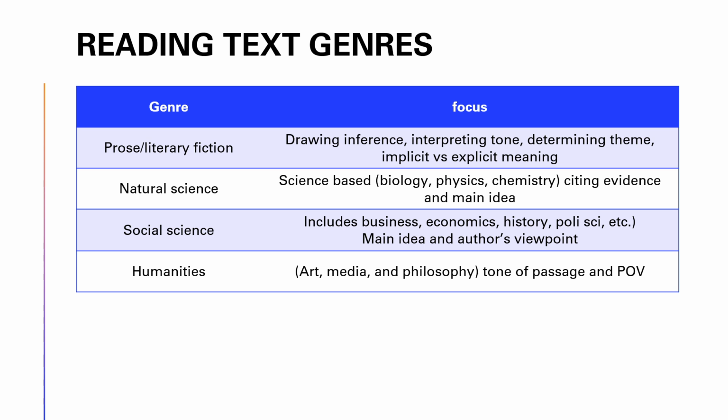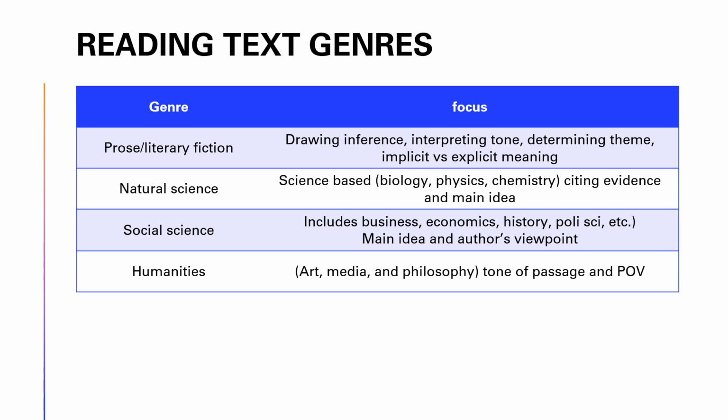The focus of the questions for this genre is going to be about drawing inferences. Can you interpret the tone of that text? Can you determine the theme in that text? And do you know the difference between implicit versus explicit meaning? Now, I know I'm throwing a lot of stuff at you, so let's slow that down a little bit. Remember, an inference is what you already know combined with what the text told you. So what is it that you can put together based on what you read?